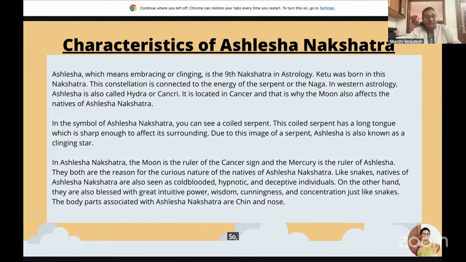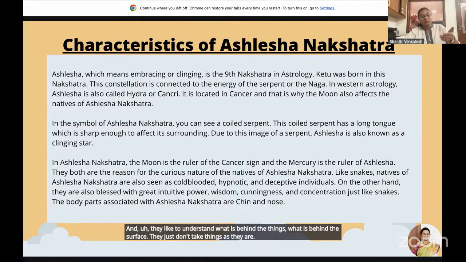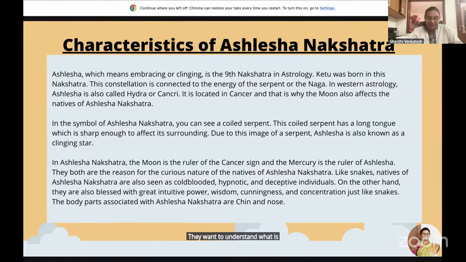So intelligent, highly intelligent, logical. They have the capacity to analyze everything. Very sharp mind they have got, and they like to understand what is behind the things, what is behind the surface. They just don't take things as they are. They want to understand what is behind it. And one thing about Ashlesha Nakshatra is they do not like to reveal everything about themselves to others. They like to keep it kind of secretive. A kind of secrecy or mystery will be there in their personality.